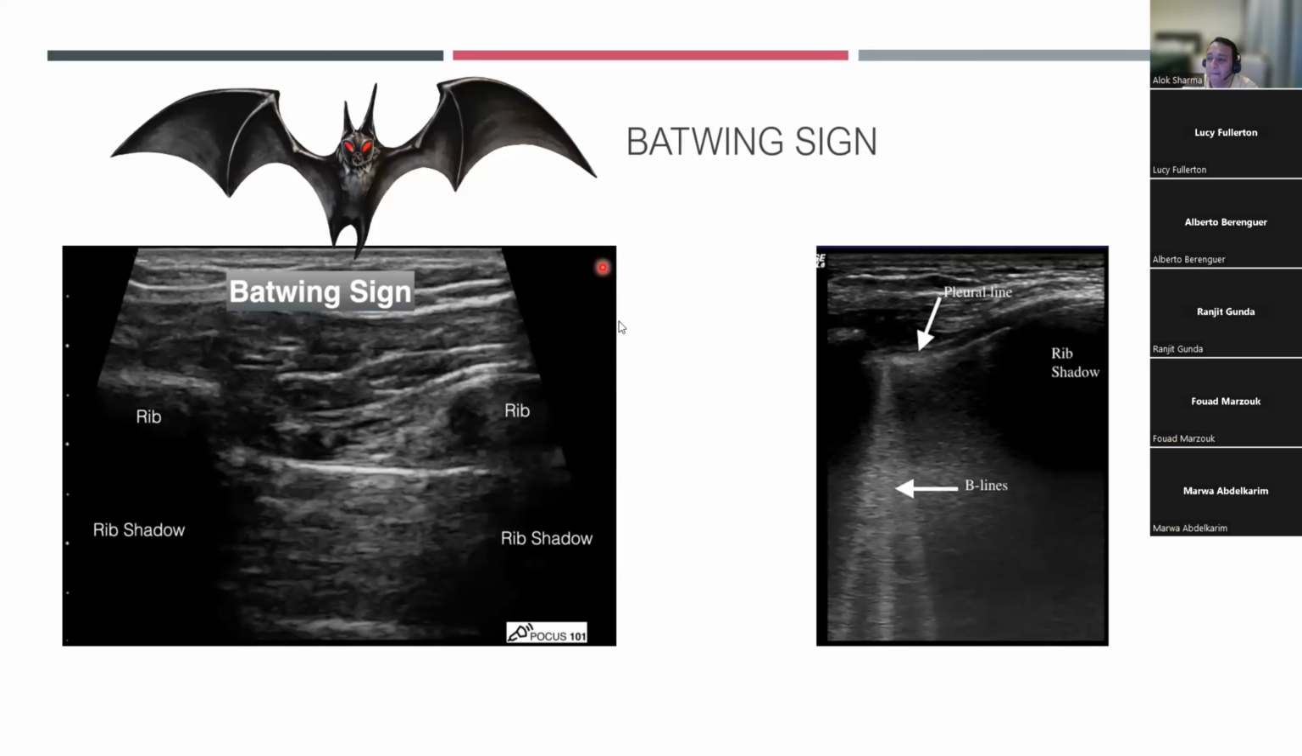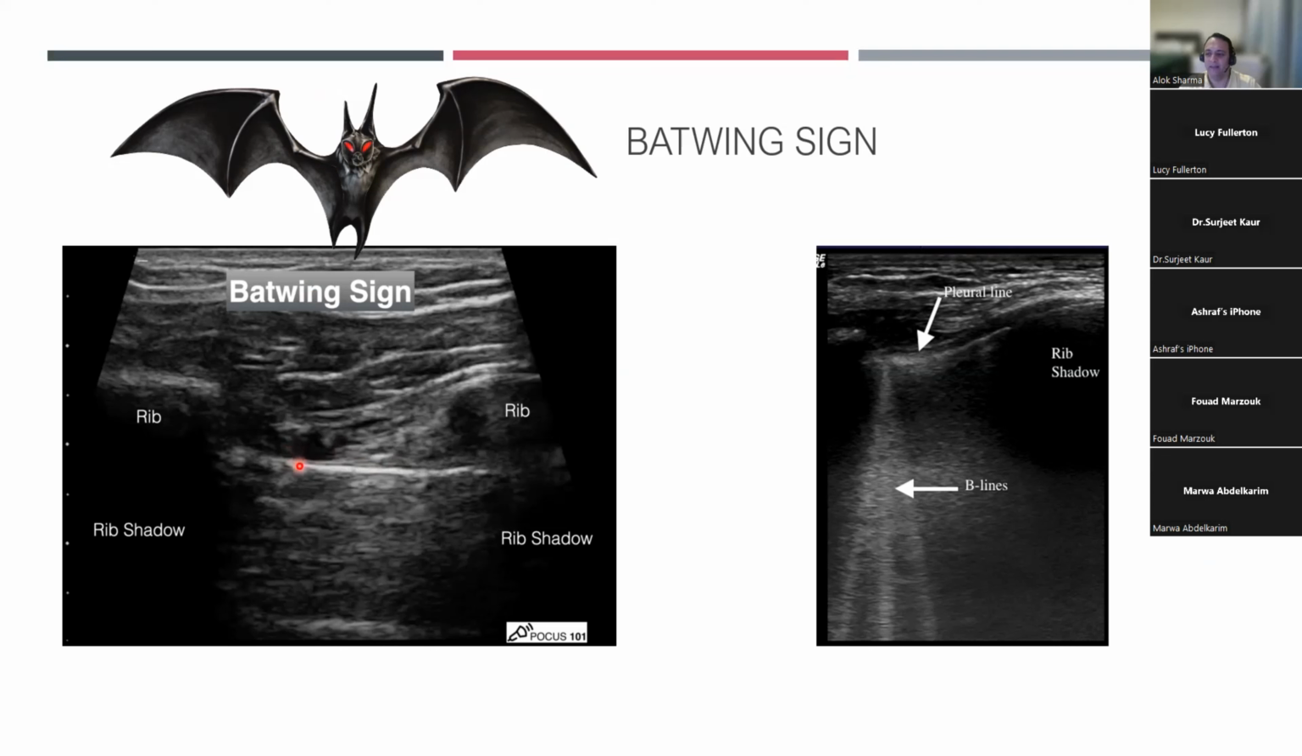Anybody? It actually looks like a bat wing when there are two acoustic shadows, and in between there is an intercostal space and A lines are seen. So it looks like a bat wing, is it? Okay. Because I think the wings of the bat are the ribs. Yeah, and then you have this area where you can see the bright pleura.